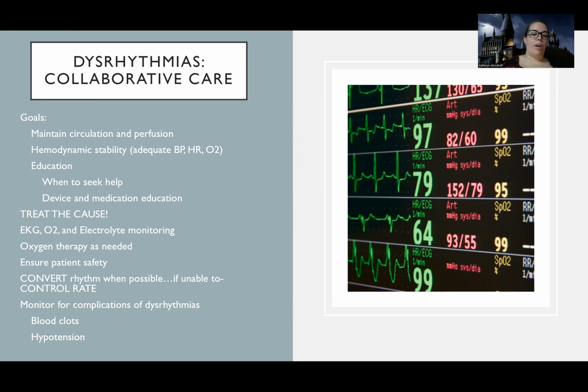And then my goal is always to convert the rhythm. I always want to get back to sinus if possible, but if I'm unable to do that, I want to control the rate. So I want to try to get to that rate of 60 to 100 when possible. And then I'm going to monitor for complications. I'm going to be monitoring for blood clots, a common complication of a lot of dysrhythmias. And hypotension is going to be a common complication of pretty much every dysrhythmia, almost all of them.